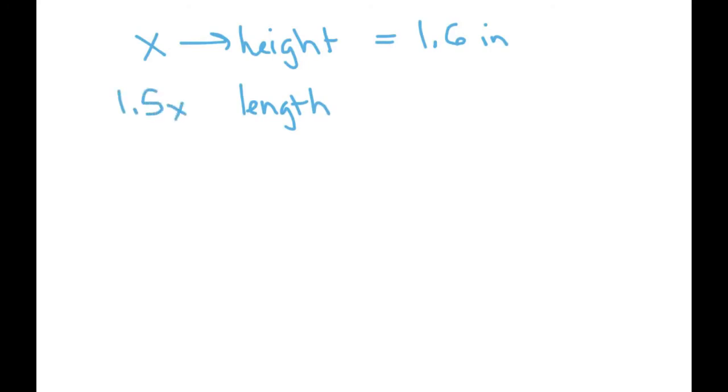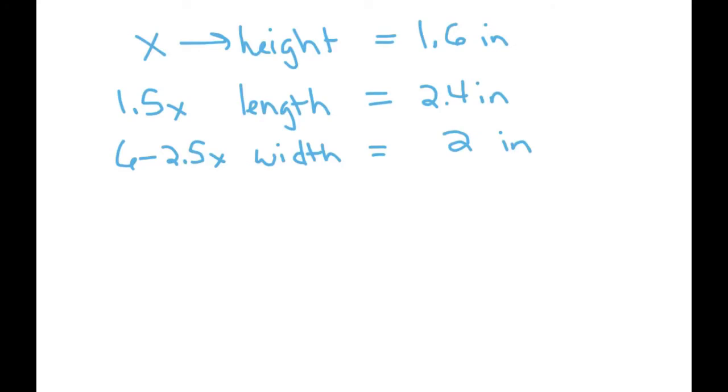So if x, which is my height, is 1.6, that means my height is 1.6, and it's in inches because the problem said that the sum of the length, width, and height had to be 6 inches. The length was 1.5 times x. So 1.5 times 1.6 is 2.4. So the length must be 2.4 inches. The width, we said, was 6 minus 2.5x. So the width, 6 minus 2.5 times 1.6, is going to be 2. So in order to maximize the volume of this camera, the height has to be 1.6 inches, the length has to be 2.4 inches, and the width has to be 2 inches.